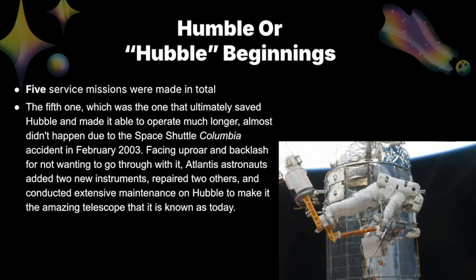So 5 of these service missions were made in total throughout the years. The 5th one was the last one, and that's the one that ultimately saved Hubble and made it operate much longer. But it actually almost didn't happen, because during this time, there was the Space Shuttle Columbia accident in February of 2003.